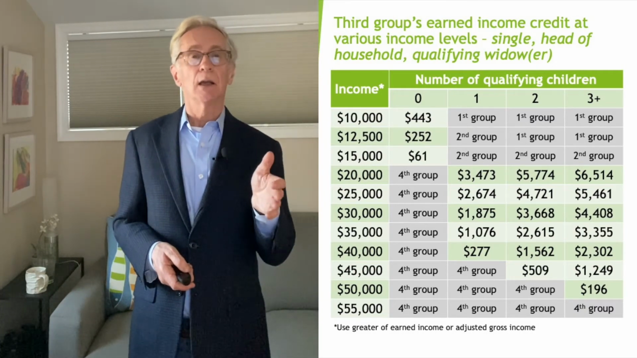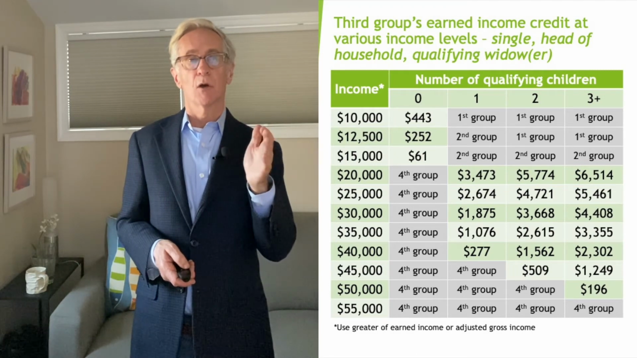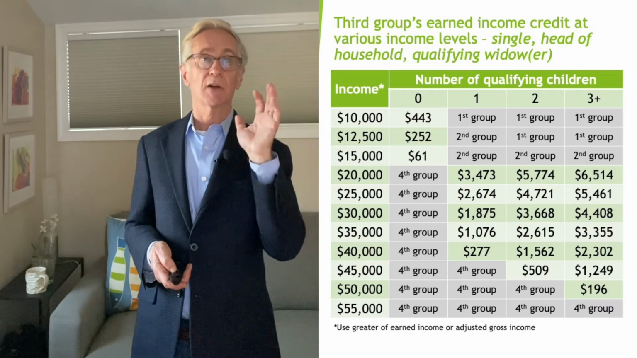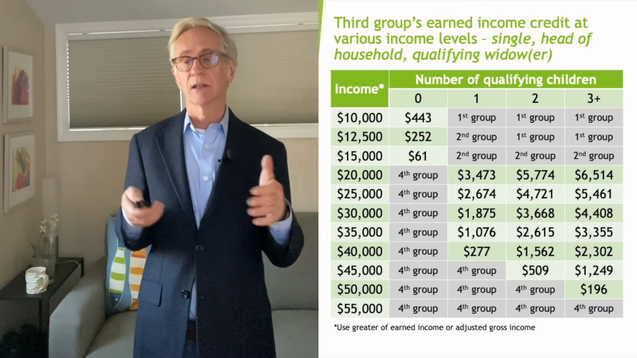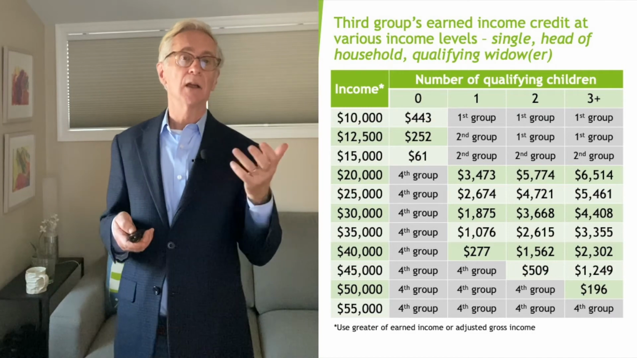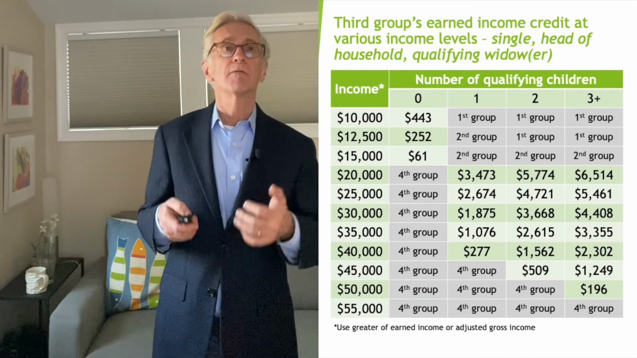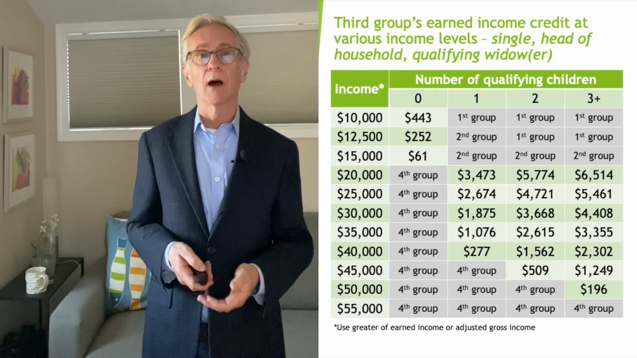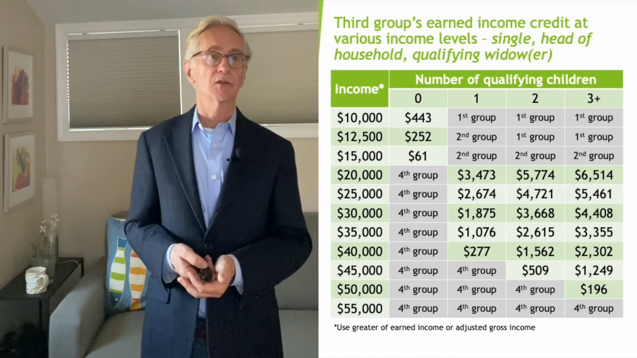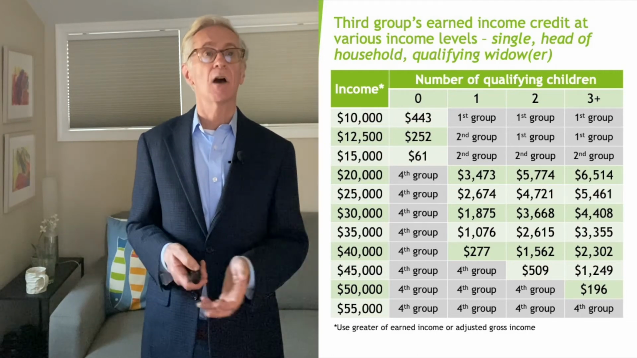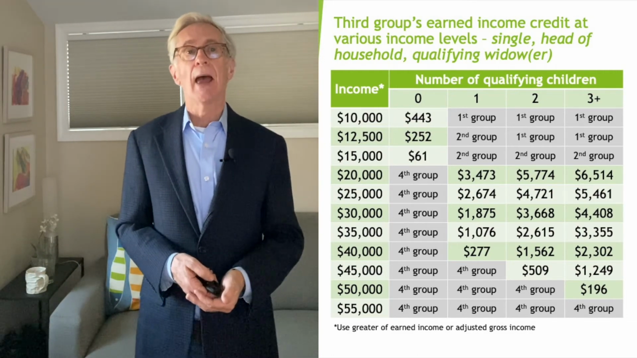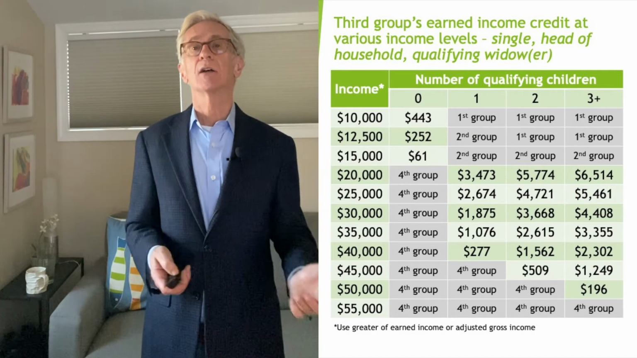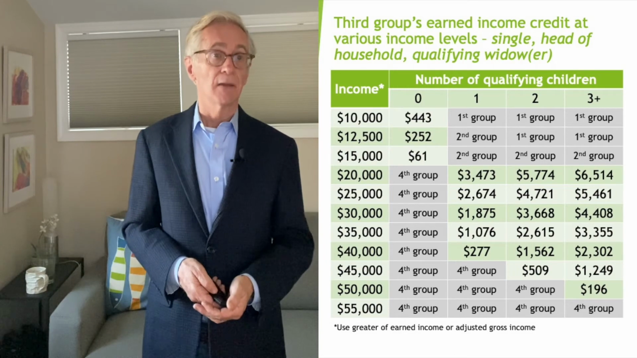And you'll see that it's only showing the third group. So some of these income levels are in the fourth group, some have already been in the first or second group, because it's also complicated and it depends on your filing status, etc. So for example, if the greater of your earned income or adjusted gross income is, let's say, $30,000, you're single, you have 3 or more qualifying children, then your earned income credit is $4,408. That's how this table works.